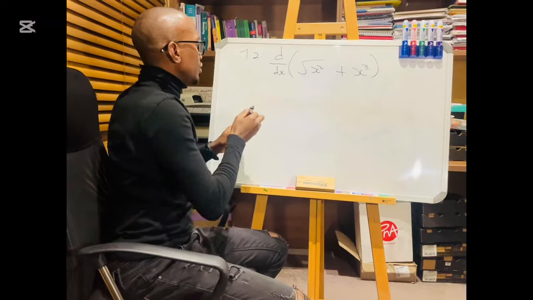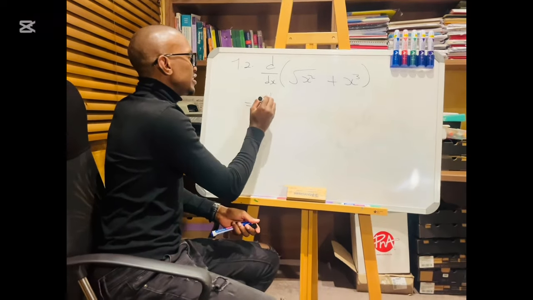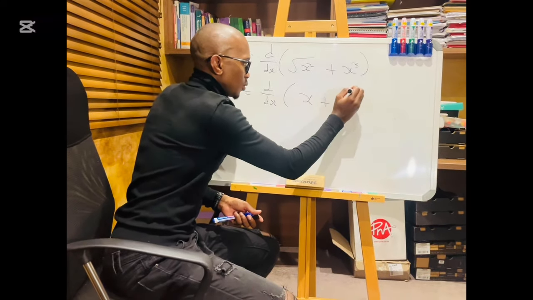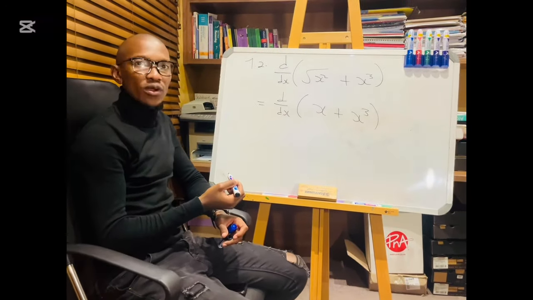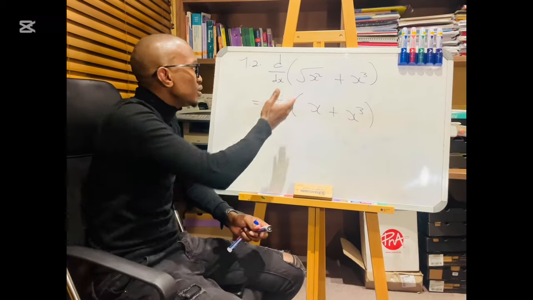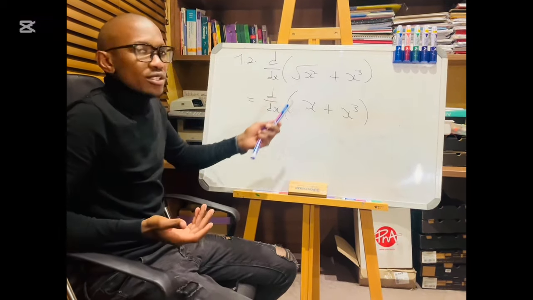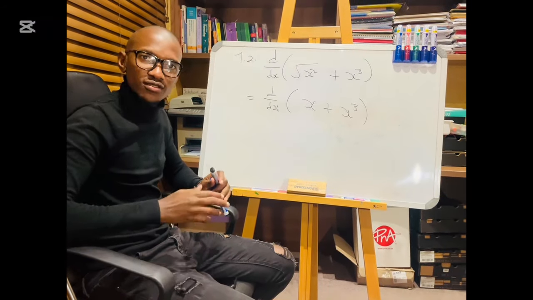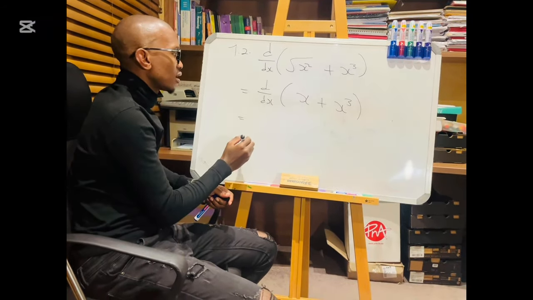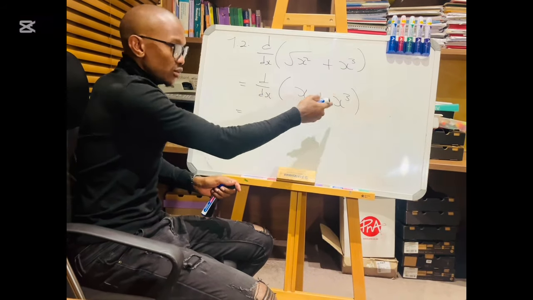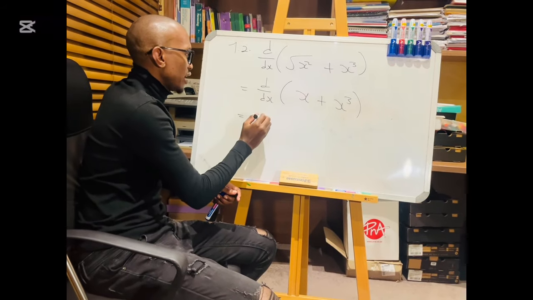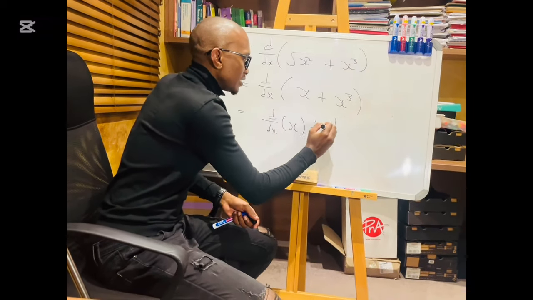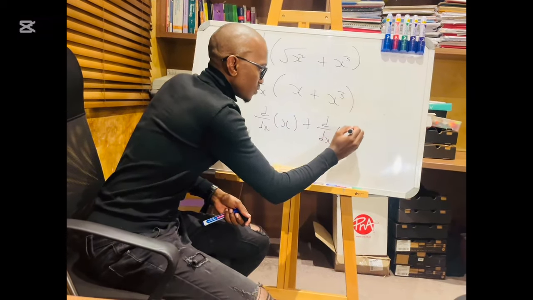Then this is what I'm going to do: d/dx of x plus x cubed. Now it's easier for me to work. I'm not going to be scared anymore, because some people say, how am I going to do this one? No, don't panic, chill. All right, then now let's work it out. You're going to distribute this to each and every term. So I'm going to have d/dx of x plus d/dx of x cubed.